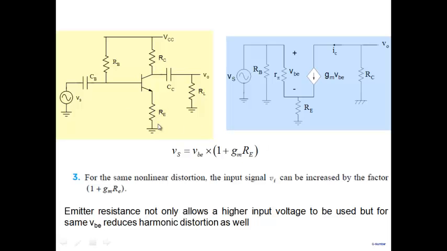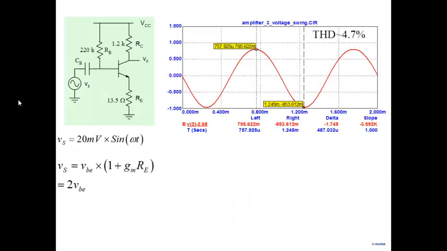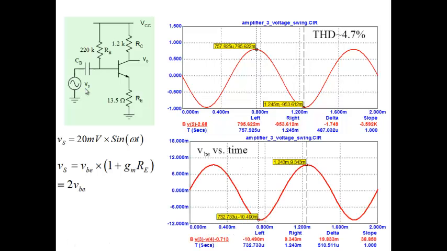So you are seeing that a very, very useful small resistor, 10 ohms. In this case, all that we put was 13.5 ohms. A small resistor like this solves a lot of problems. It allows you to get higher input resistance, higher linearity, and allows you to apply a much larger input voltage. 20 millivolt, 30 millivolt, much larger input voltage. Okay.